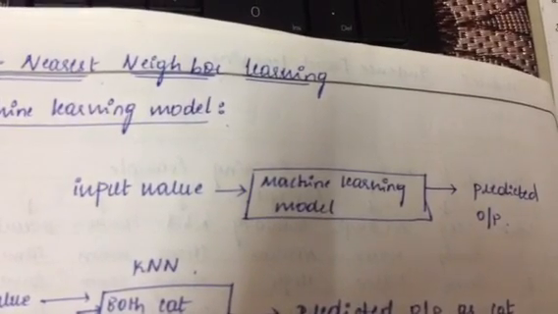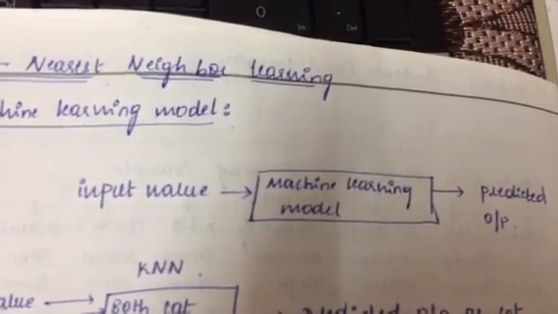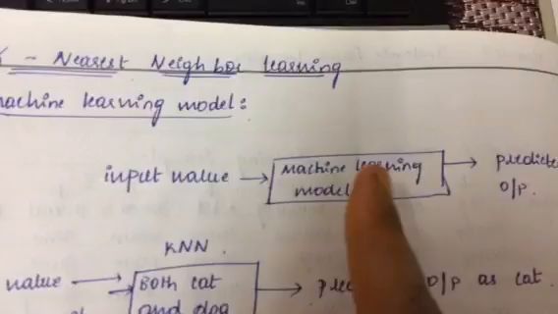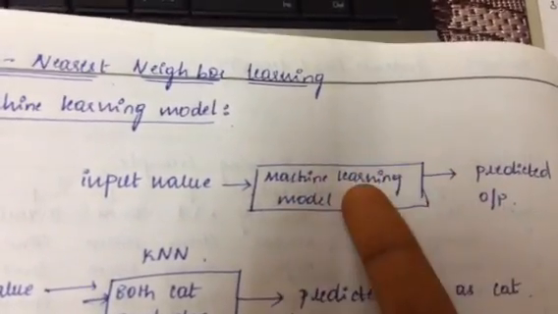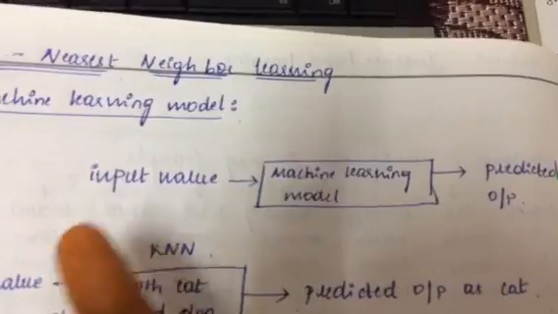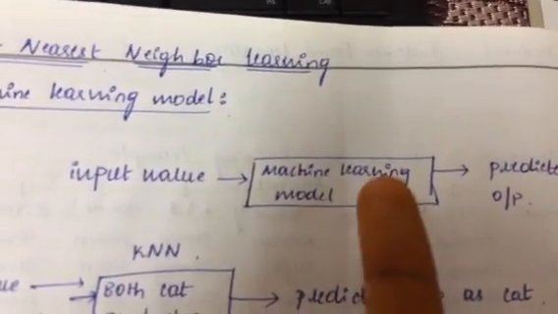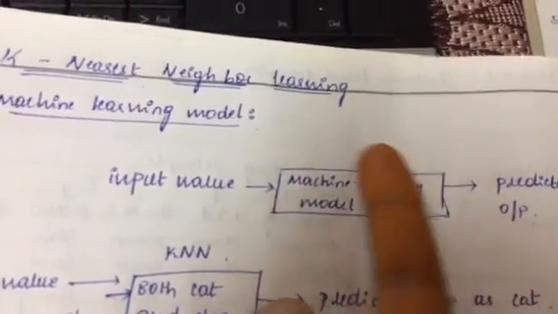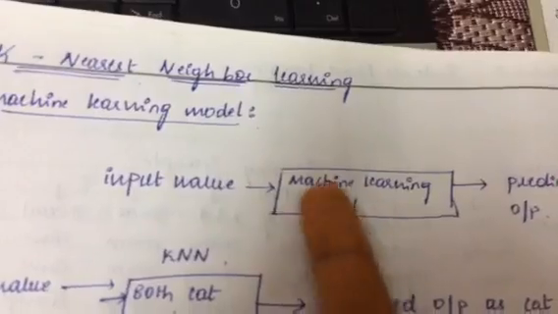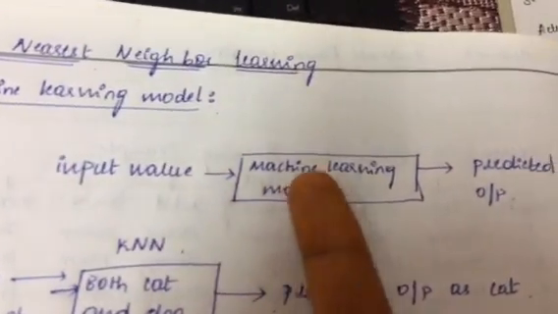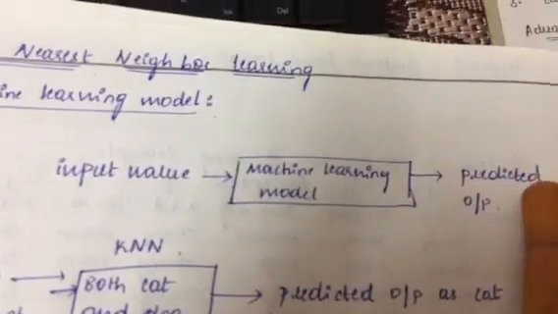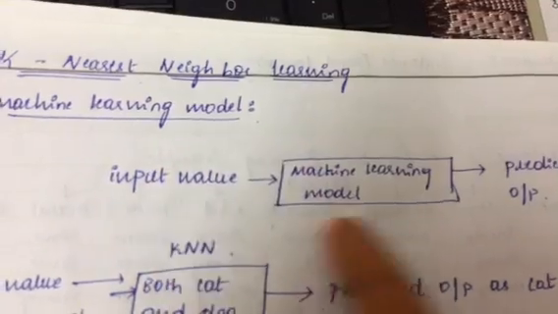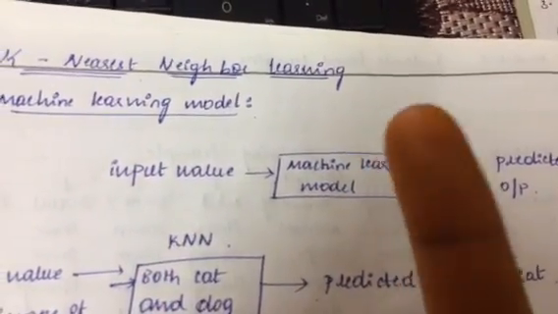Suppose all these features are saved in a database, called the machine learning database, inside this machine learning model. In a practical example, if I compare a machine with a human being, you know the features of a cat. In the same way, the features of a cat or a dog will be fed to a machine, and whenever a new input value is given to it, it is going to predict the output, whether it is a cat or dog. So this is the basic model of machine learning.